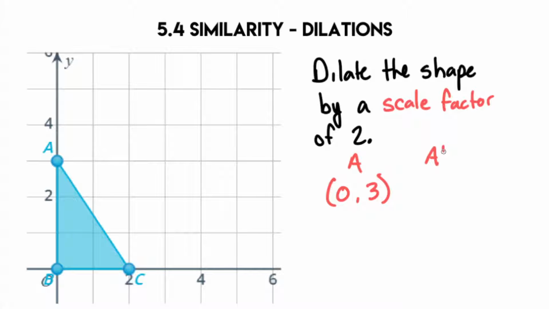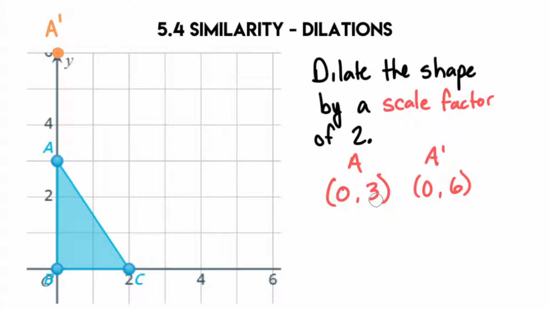So A prime is going to be at 2 multiplied by 0 gives me 0, and 2 multiplied by 3 gives me 6. So if this is A, the scale factor of 2 puts A prime at 0, 6. So staying at 0 and going all the way up to 6, there's my new point up there. I'll do this one in orange. So here is A prime.